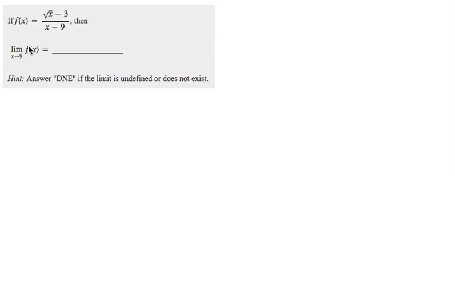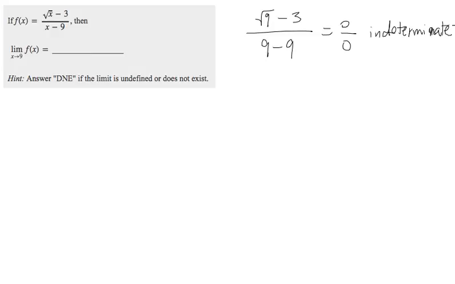Okay, this is an example where we're trying to find a limit as x approaches 9 of this function f of x. If you plug in 9, you're going to get square root of 9 minus 3 over 9 minus 9, which is 0 over 0, which is indeterminate, which means we can't determine it, right? Indeterminate. So the limit could be anything.